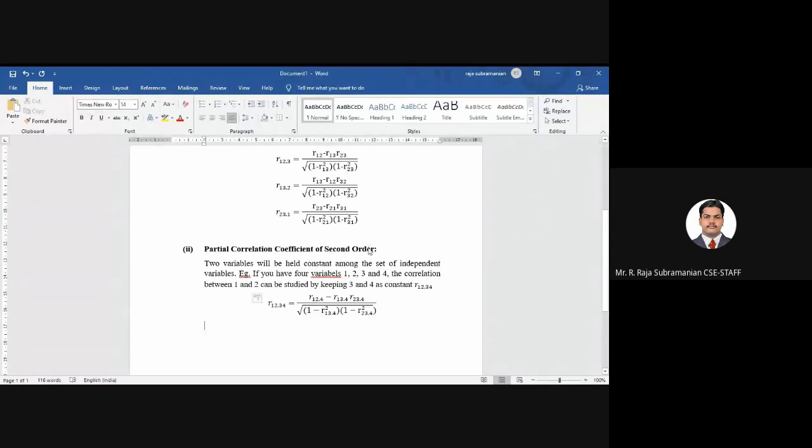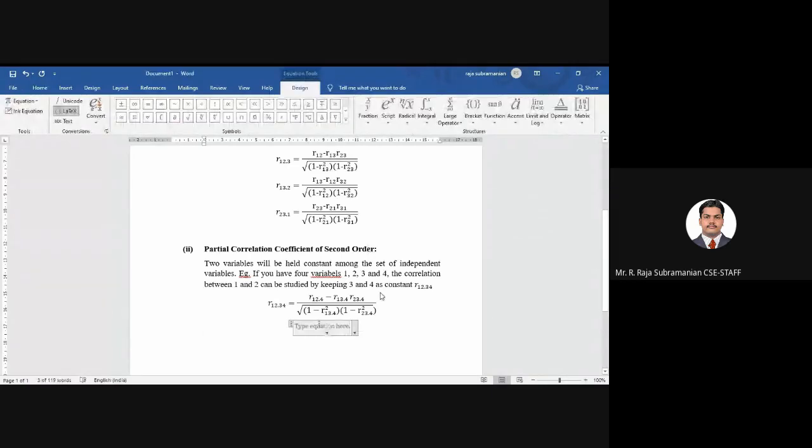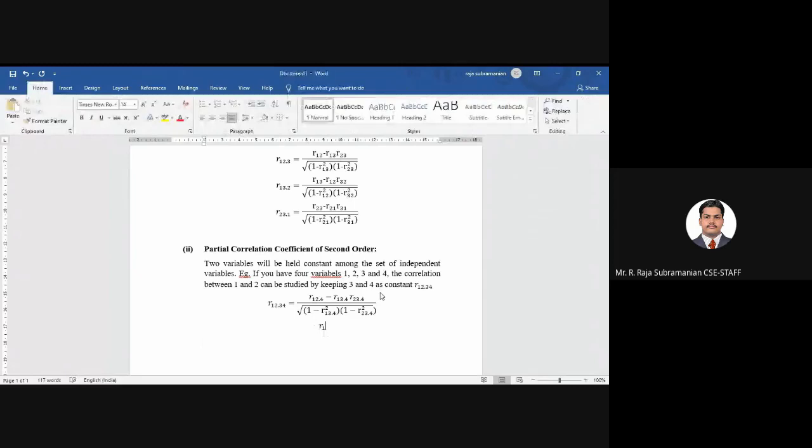I'll take this R underscore 13.24. Can anyone say what will be the formula for R13.24? What will be R13.24? That is studying correlation between 1 and 3 by keeping 2 and 4 as constant. How can I do this? Can anyone say?